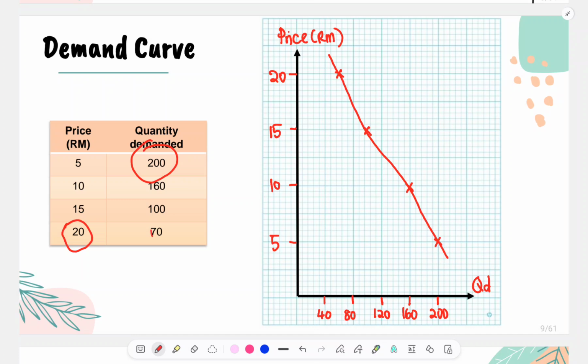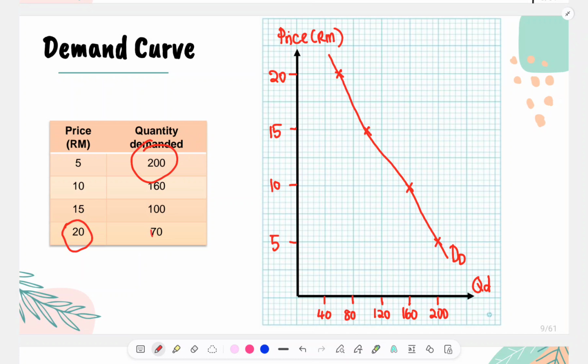At the end of the curve, label DD. So this is our individual demand curve. It slopes downward from the left to the right because of the negative relationship between price and quantity demanded. So this graph shows the individual demand for one buyer only.